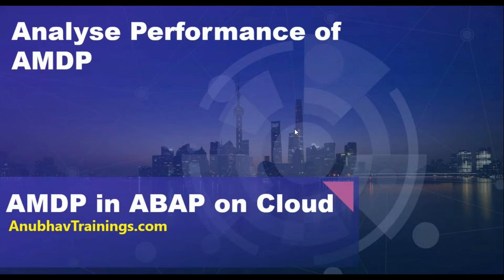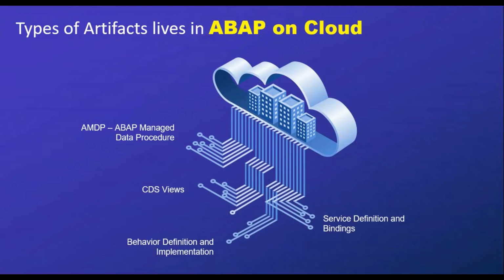So let's get started with today's session, first with a quick introduction of the types of artifacts which you can create in an ABAP on Cloud system. So these are the top different types of artifacts which can be persisted or created in an ABAP on Cloud system. You can start with an ABAP-Managed Data Procedure, nothing but a class which is wrapping SQL Script code. We have also covered this in detail as part of our ABAP on HANA come S4 HANA training.